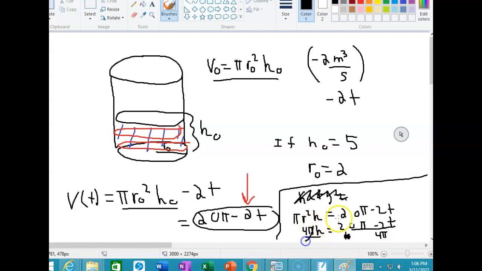So that would cancel out here. So, the height in terms of time would be this value right here: (20π − 2t) divided by 4π. So yeah, that's the thing.